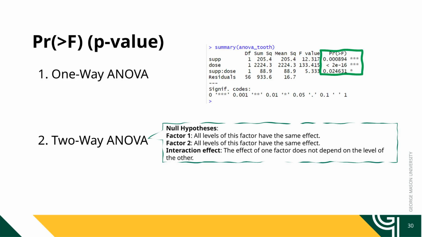Here are the findings. For supplement, p-value is 0.00894, significant effect on the response variable. For dosage, p-value is extremely small, indicating a strong effect on the response variable. For interaction, p-value is 0.024631, significant, suggesting the effect of dosage varies by supplement type.